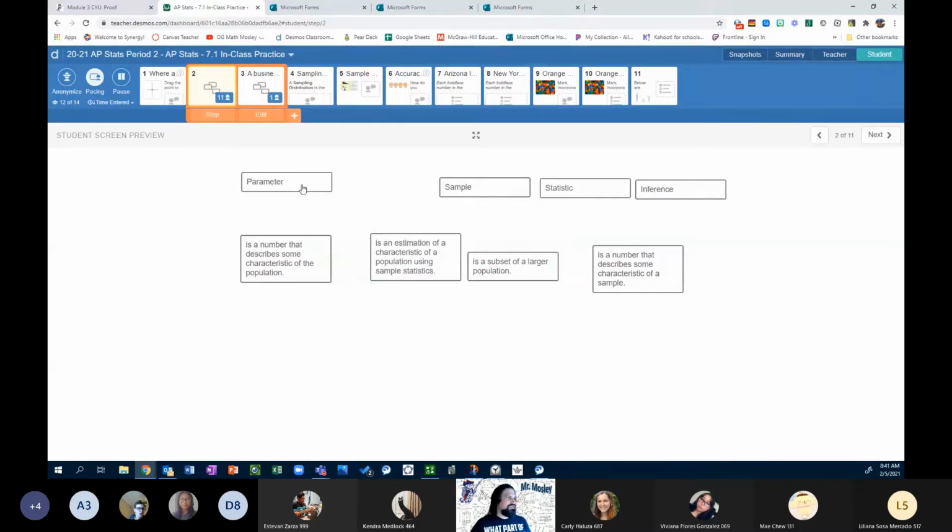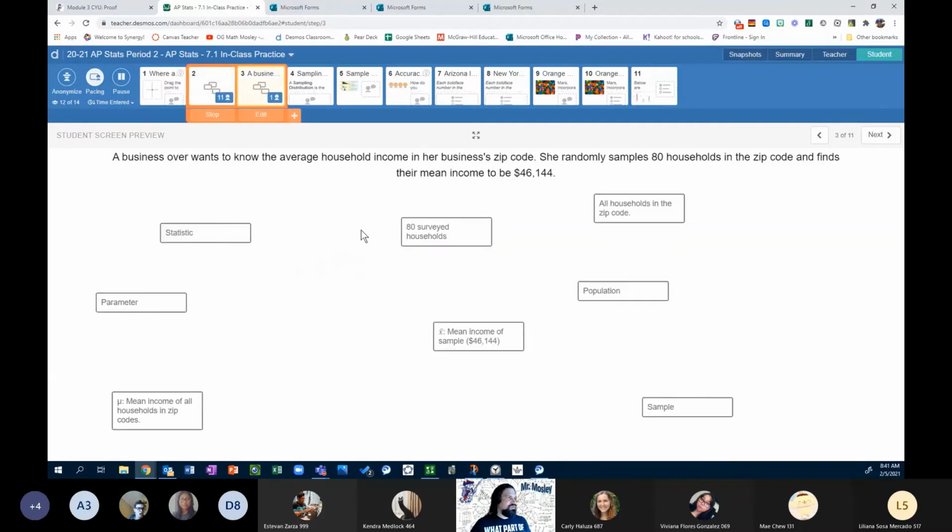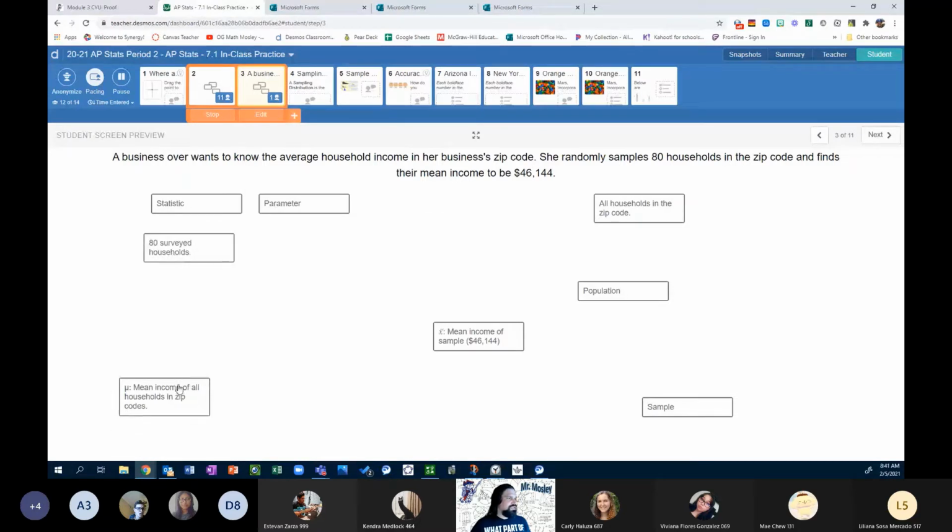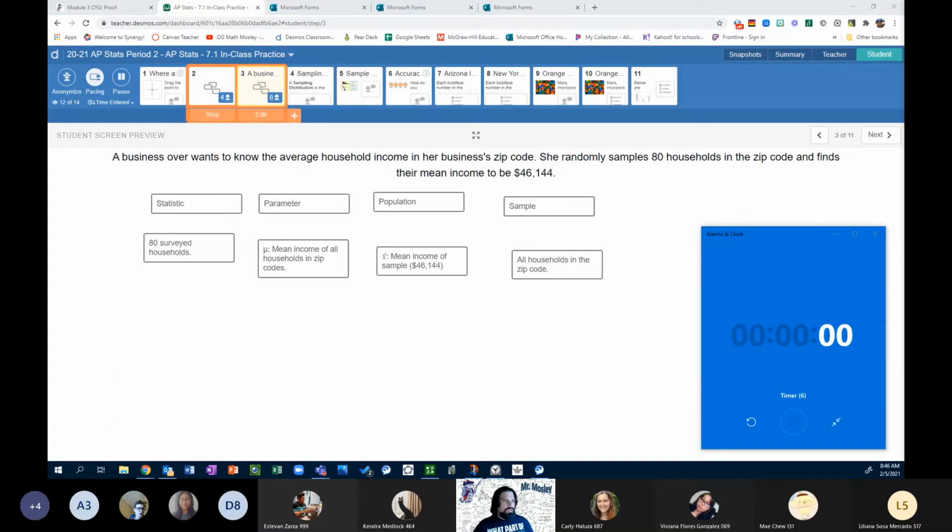First one is matching term with definition. Second one is matching term with context. And yes, I know there's a typo in this problem. I keep meaning to fix it and then I keep forgetting.